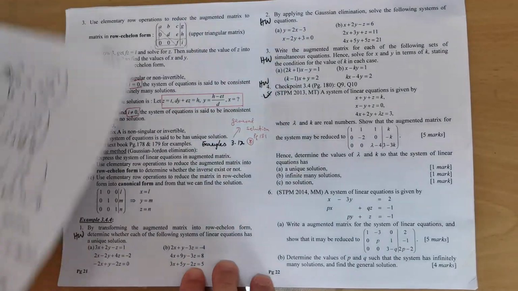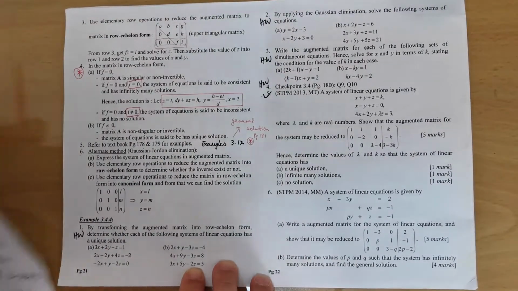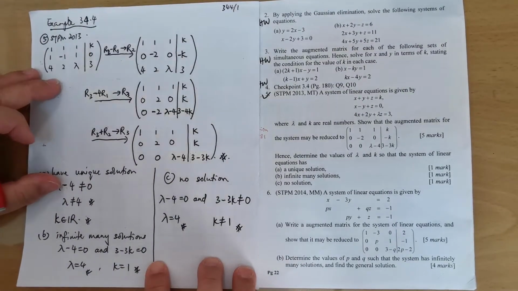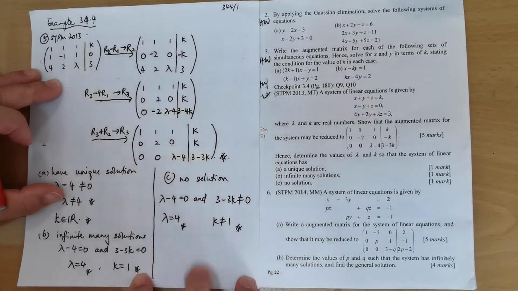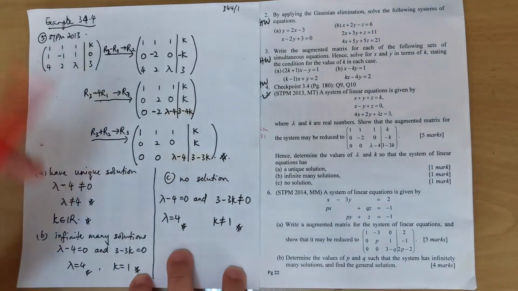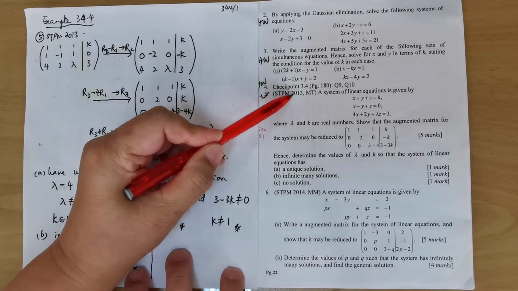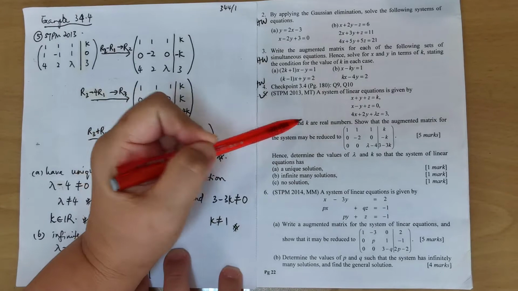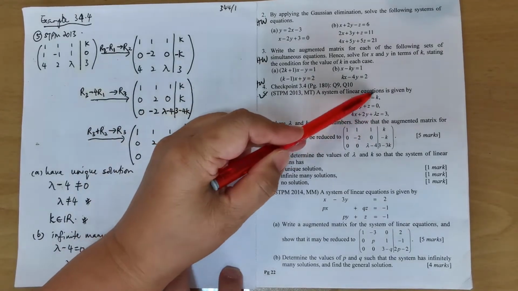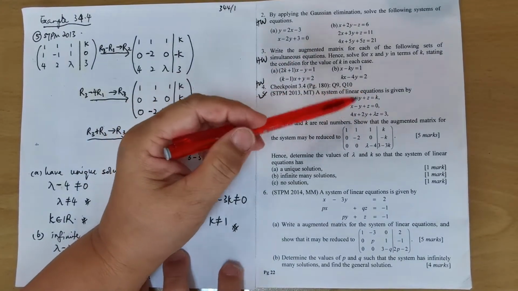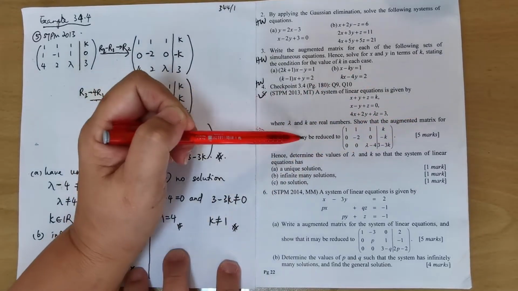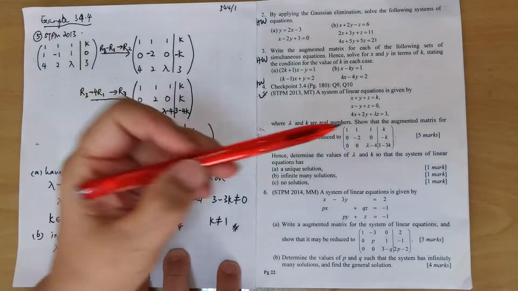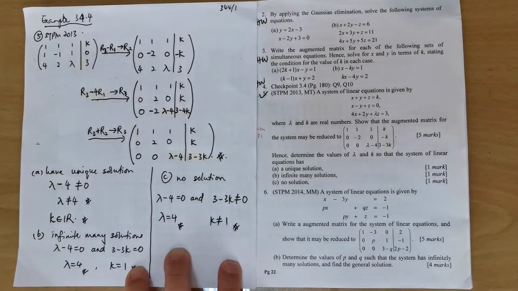The first one, all this you can try at home. Try yourself. So we will see question 5, STPM 2013. You are given a system of linear equations, where lambda and k are real numbers. Lambda is here, k is here. You are asked to show that the augmented matrix for this system may be reduced into this form. This question they specifically want you to express in this form, so we have to follow.